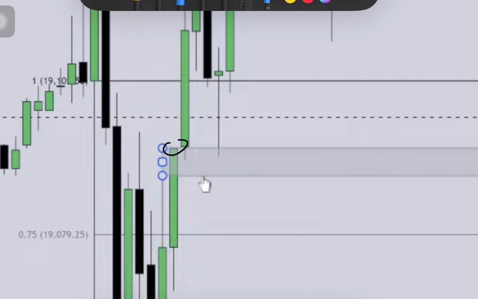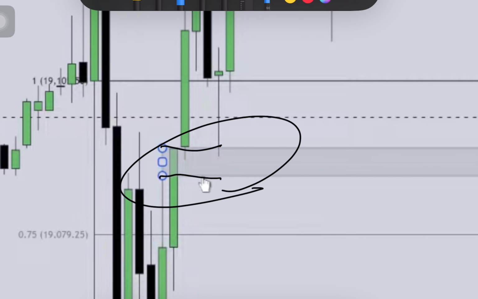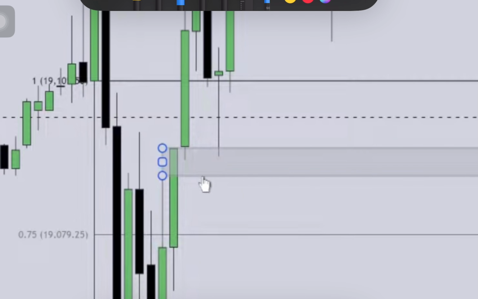a candle with no upper wick. So when you have a candle with no upper wick and then you have a fair value gap like this, the whole thing becomes a fair value gap. So you denote it from here to here, just like how ICT has it denoted, right? So that's a very important point that I forgot to mention.